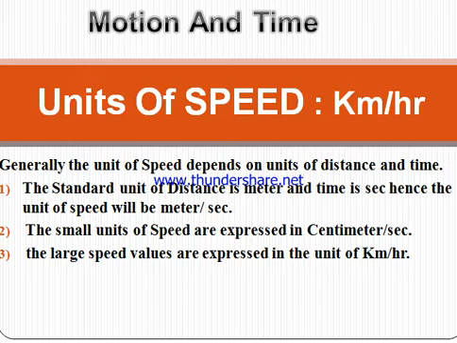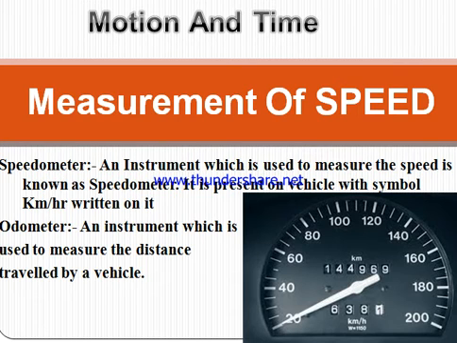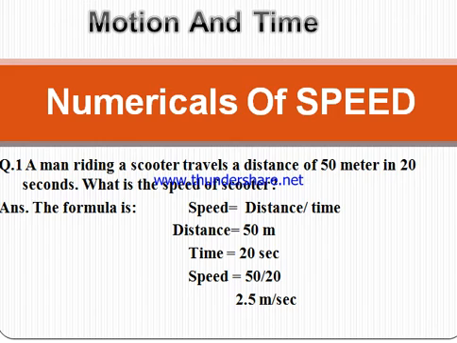So the units are, generally, kilometer per hour. Some more standard units are meter per second, or centimeter per second can also be used. Speed can be measured by a speedometer, and an odometer measures kilometers. Numericals of speed, I have given you one numerical, and in your book there are 5 to 6 numericals. So you can solve these numericals. If you have any query you can ask me.